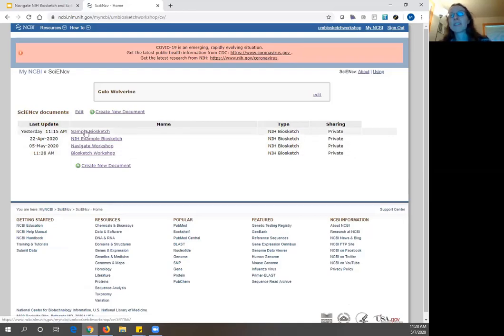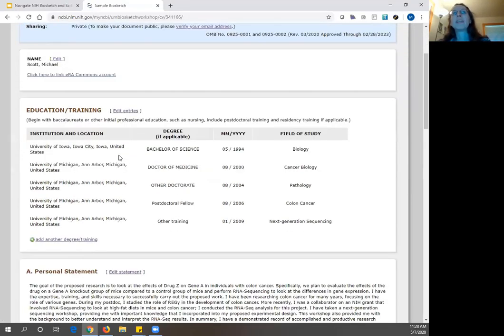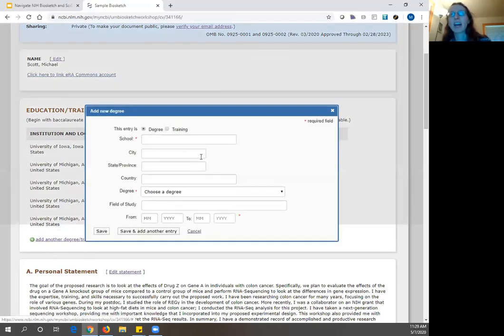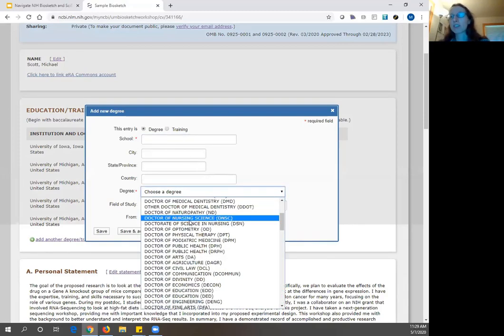And I'm going to click on this sample biosketch instead. This is one that we've already entered some information into. So again, the top looks the same, but now the education training section has information filled in. And you'll see below that information, it says add another degree/training. If I click that, it brings up this form, and this is how you enter the information. So, if I was entering a degree, I would put the school. I could choose from a large list of degrees. There are also other options.